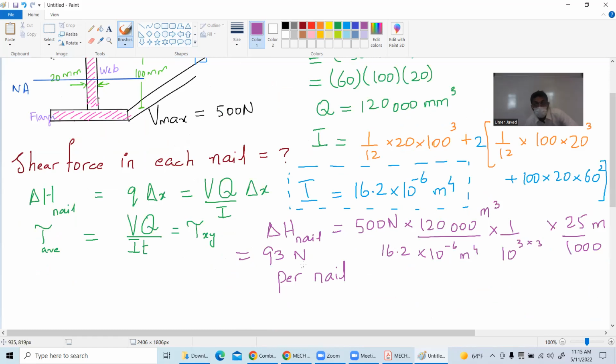Okay, so I am also trying to answer his question, 93 Newton per nail. If it is 93 Newton per nail, then we can also find the diameter of the pin of each nail, because now I know that this is the 93 Newton that one pin has to sustain. So I know that shear stress is equal to V by A. If I know the material from which I am building that pin and the diameter of that pin, then shear stress is equal to 93 divided by the area of that pin.